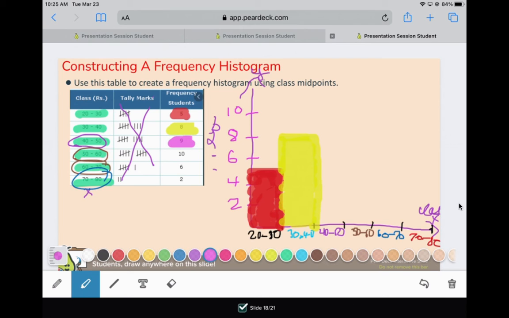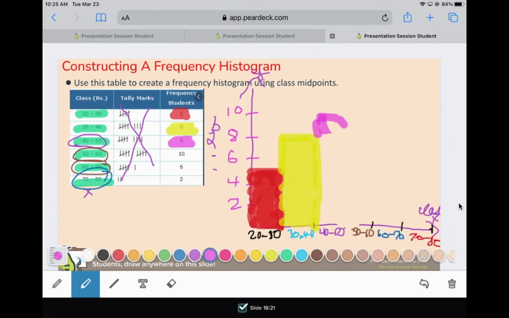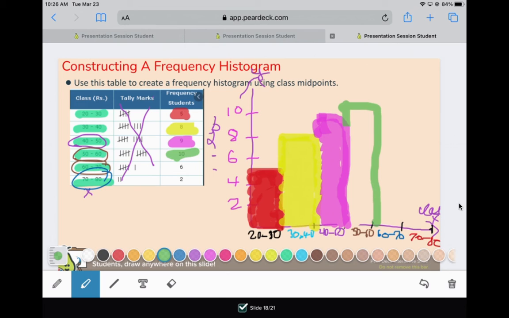Class 3 is 9, so it's somewhere a little bit higher than 8. And then I can highlight that. So that's class number 3. Okay. And then I can do the next one, which is 10. 10 is all the way up here. It's okay if it's a little bit higher or lower. I'm not going to be that picky because it's really hard to do the exact. And then I can do the next one, which is 6.